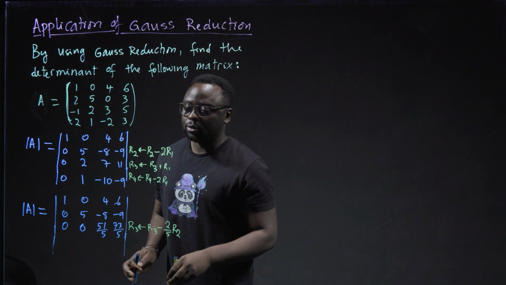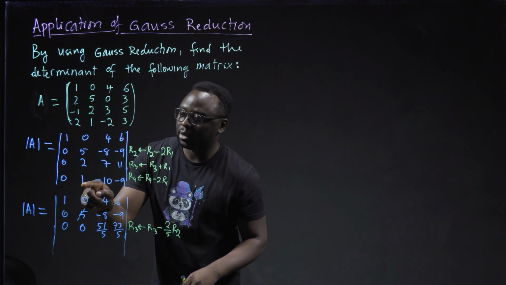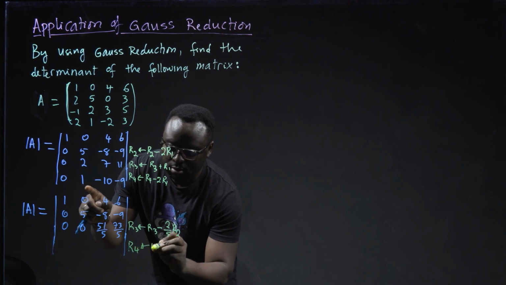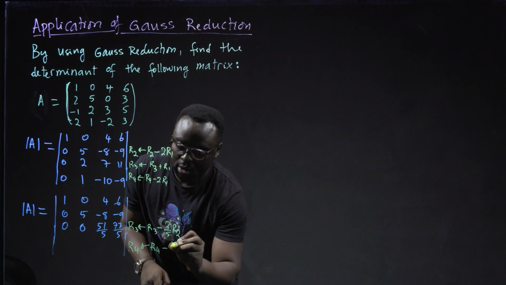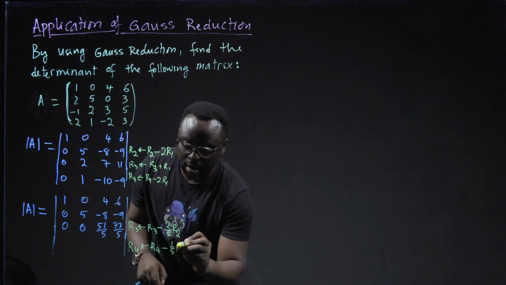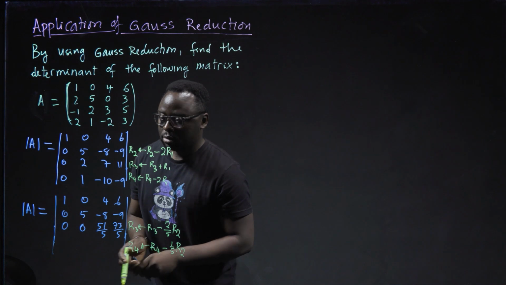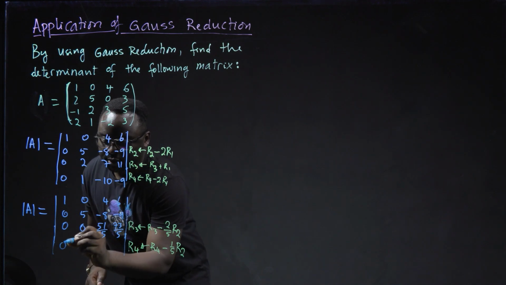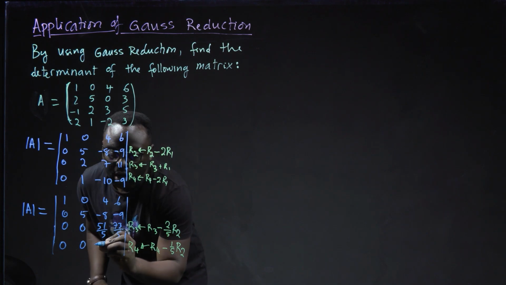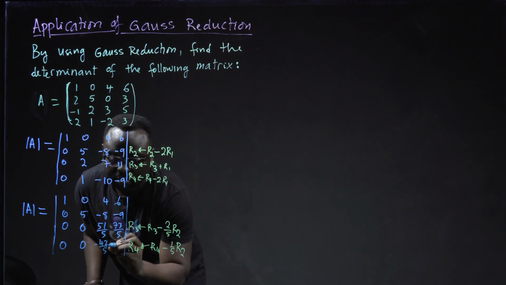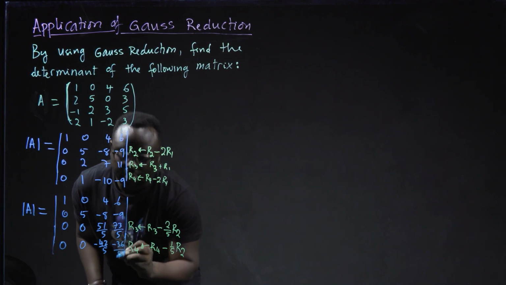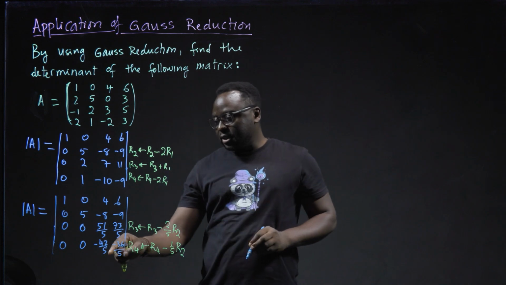Now let's look at the last one. For the last one, I want to get rid of this one. So R4 becomes R4 minus 1 over 5 R2, because we have 1 here. Doing the operation, we have 0 here. Here we also have 0. In here, minus 42 over 5 and minus 36 over 5. All right, we are getting there.